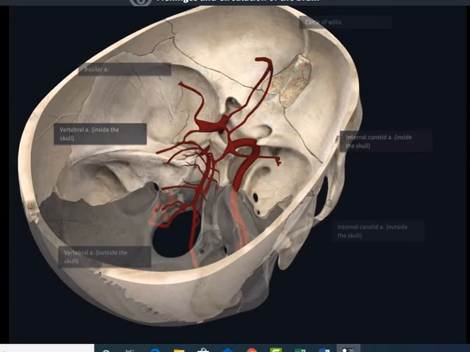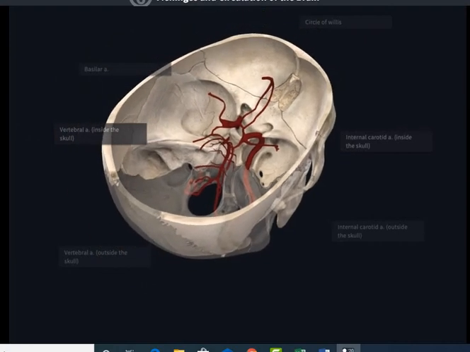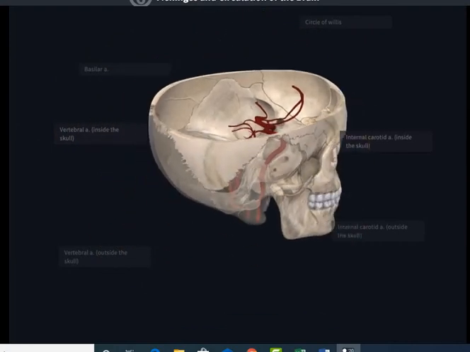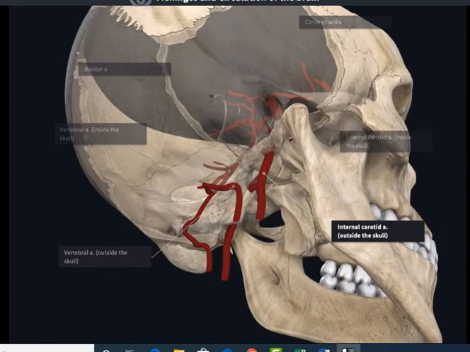So remember that the two dominant blood vessels that bring blood to the brain are the internal carotid artery and the vertebral artery.